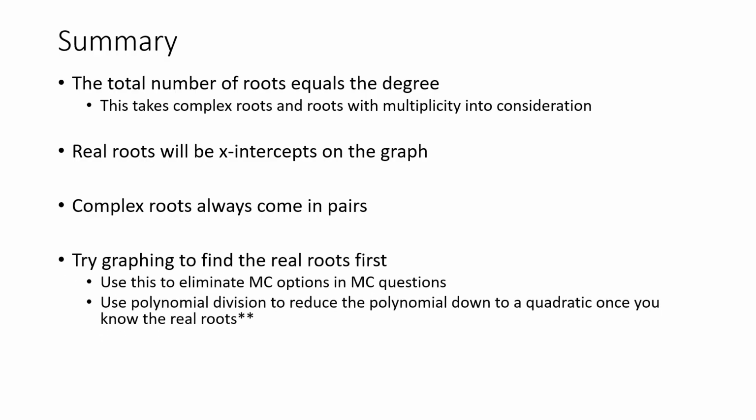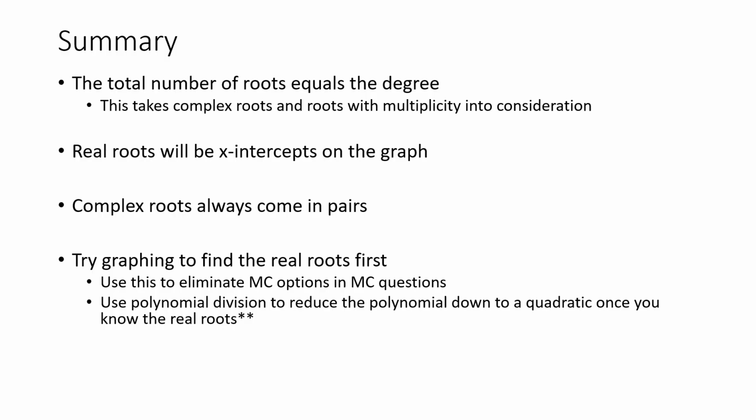And then some tips here, try graphing to find the real roots first, depending on the kind of question you're asked. If it's a multiple choice question, I would look at my answer choices and see what I was looking for in terms of real roots. And then I would graph it and match up the real roots I could see on the graph with the real roots I see in the answer choices. You can probably eliminate at least 1, maybe 2 options with that, maybe even all 3 or 4, however many choices you have.